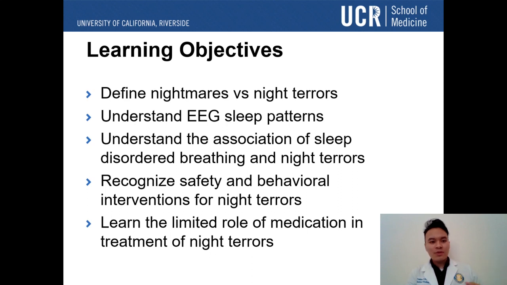So we'll begin by listing the learning objectives pretty quickly. First of all, very simply, we want to define nightmares versus night terrors. They sound very similar, but there are important distinctions to make between them. In order to help us understand them, we also need to understand at least the basics of EEG sleep patterns. In addition to that, we're going to understand the association of sleep disordered breathing and night terrors. We're also going to recognize safety and behavioral interventions for night terrors. And we're going to learn the limited role of medication in treatment of night terrors. So with these issues, usually we want to treat conservatively, but there is a role for medication if conservative treatment fails. So let's get started.